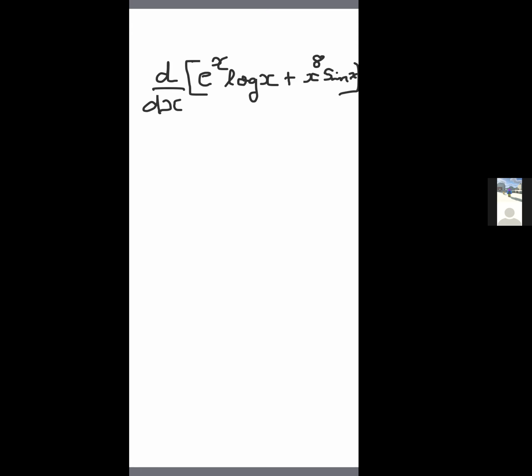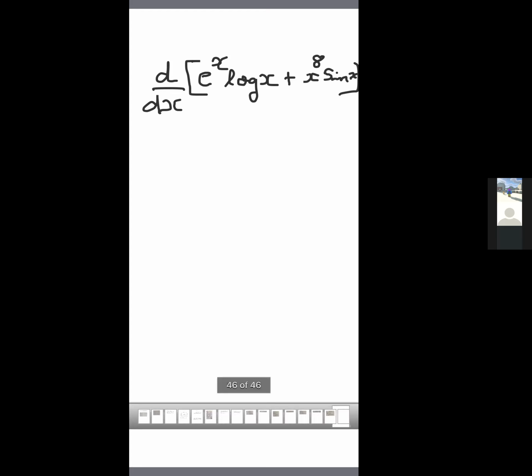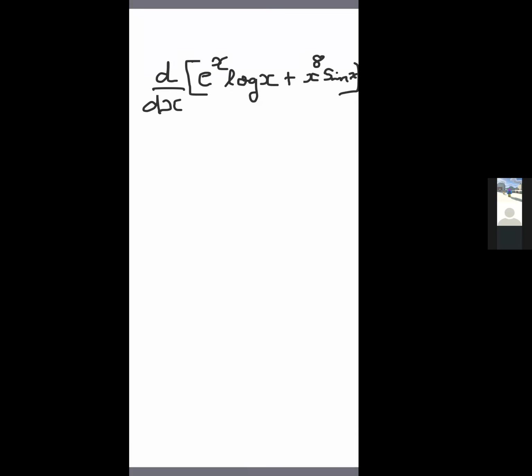The question is d by dx of e power x log x. Will e power x be e power x only? No, here we have to do the product rule, the AB thing, because e power x is a function of x. If it's a function of x, we'll have to use product rule. Okay.